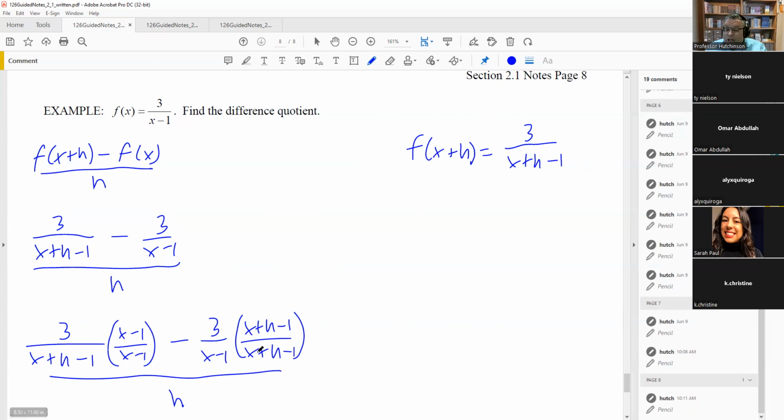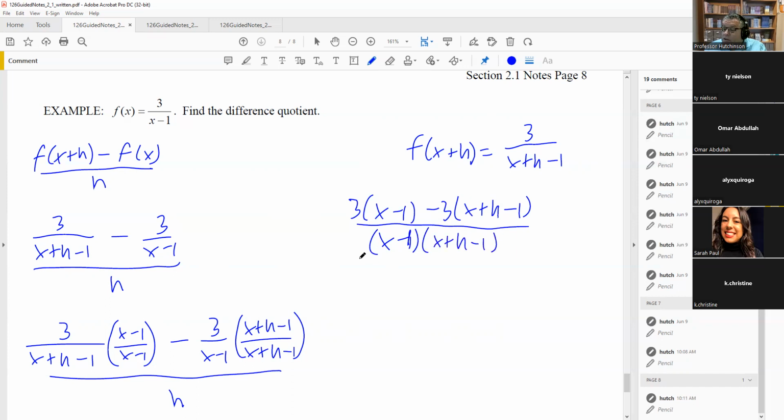Because these now have the same denominator, x minus 1 times x plus h minus 1, what I can do up here is put these together over a single denominator. So I have 3 times x minus 1 minus 3 times x plus h minus 1, all over the common denominator, x minus 1 and then x plus h minus 1. Don't forget, all this is still being divided by the h. Now the h down there can be written as h over 1.